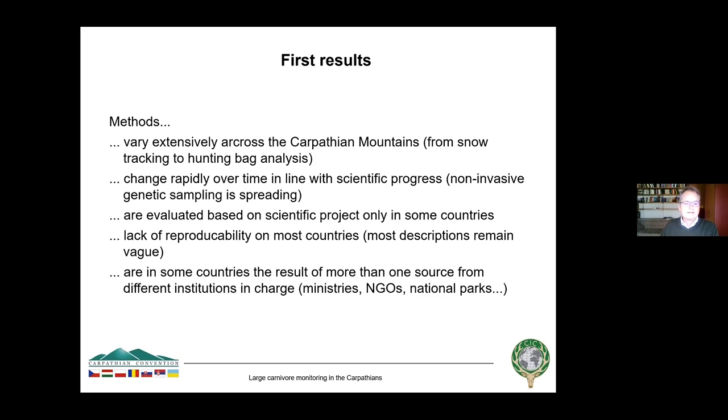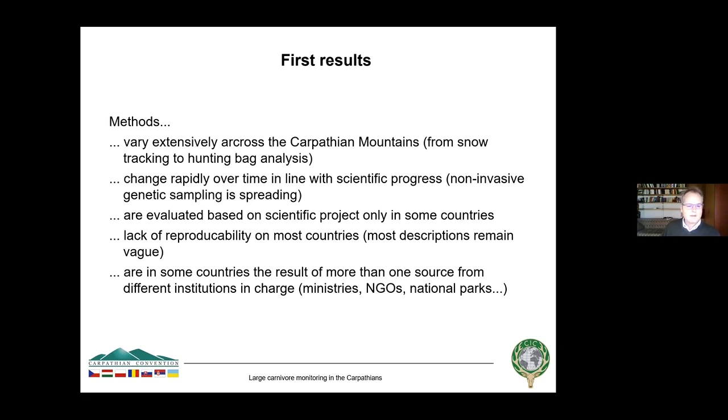And methods are in some countries the result of more than one source from different institutions in charge. In some countries, we have ministries and NGOs working in parallel, but not together. And in some, we have national parks responsible for the data collection. So there's a lack of communication. We are just trying to compile all these data in a written report, which should be finalized this year and provided as open access on the internet.